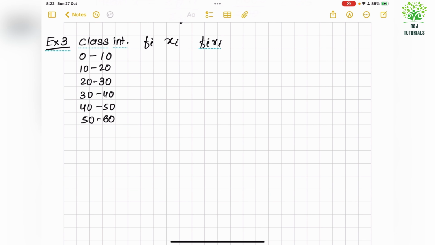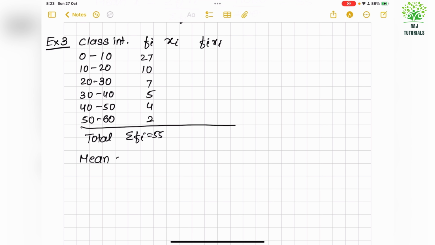Now taking another example of grouped data. Grouped data means I will be given a class interval. Suppose 0 to 10 it is 27, and then 10 to 20 it is 10, 20 to 30 it is 7, 5, 4 and 2. So if I add them all, summation of fi will be 55. Now xi I have to find, but see, in the direct method the formula was mean x bar equals sigma fi xi upon sigma fi.